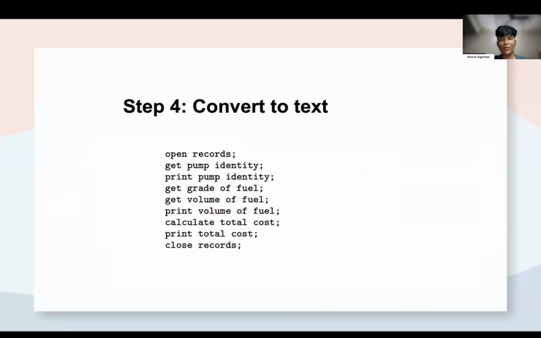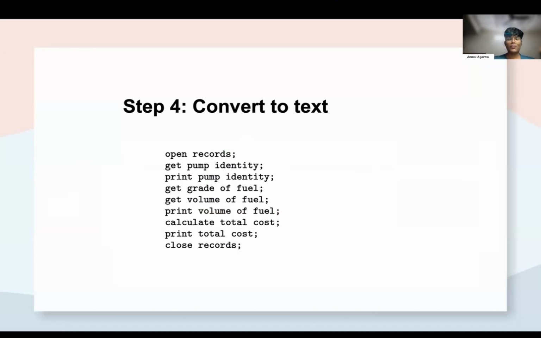Now we come to step 4. Step 4 is where it is converted into text. All the diagrams that we have made are converted into simple text. Simple text in the sense that we'll write just the things which happen in the diagram in the form of letters and alphabets. So what is the first thing that happens? Records are opened. We give the identity, we give the input. We give the pump identity, then we print the pump identity. We get the grade of the fuel, get the volume of the fuel, print the volume of the fuel and calculate the total cost. Then print the total cost, then close the records.